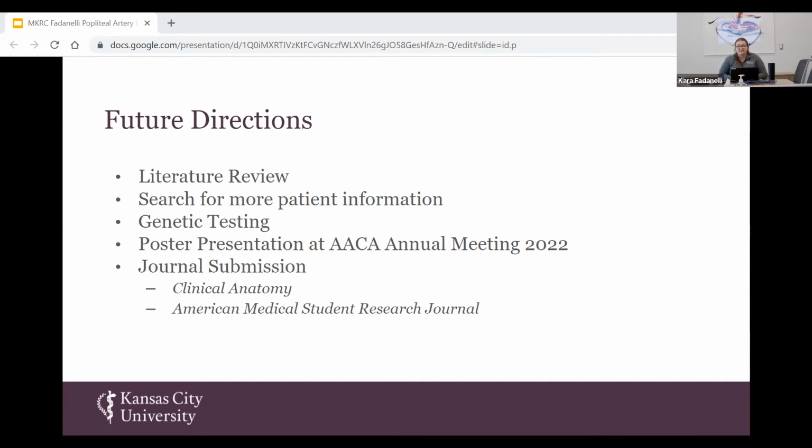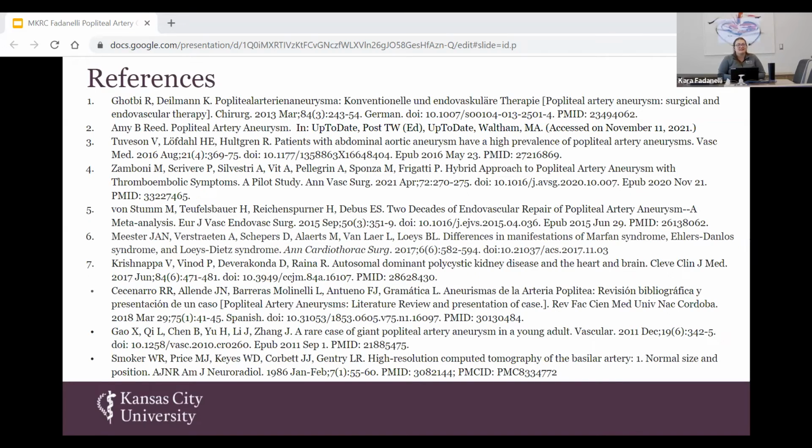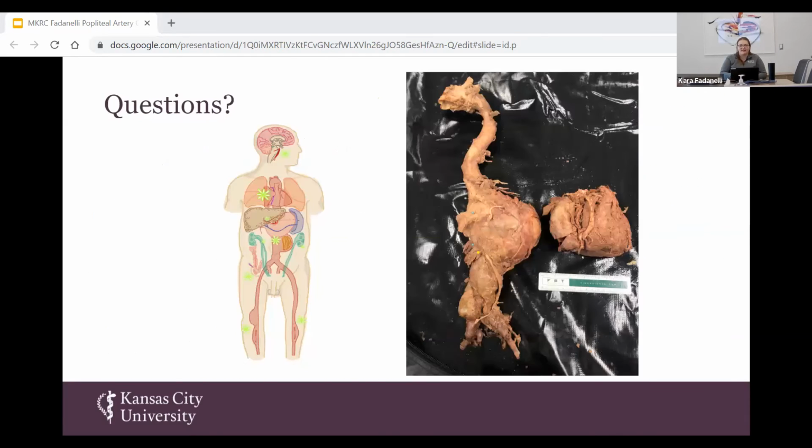I'll also be presenting this research as a poster presentation at the AACA annual meeting from June 13th to 17th in Fort Worth, Texas, so next week. And some journals that I'll submit a manuscript to will be the Clinical Anatomy Journal and then the American Medical Student Research Journal, which is a journal that is authored, reviewed, and edited by medical students with faculty guidance. These were my references that I used to compile all this information. And I would love to answer any questions for you all.